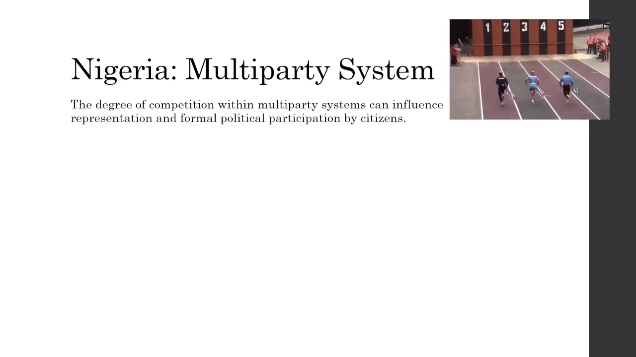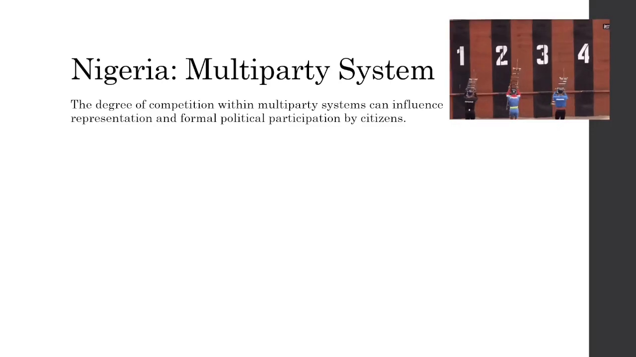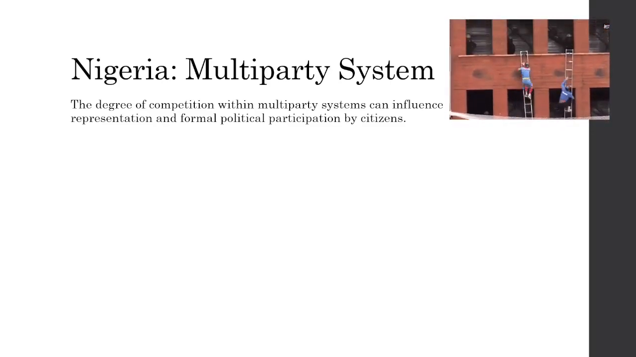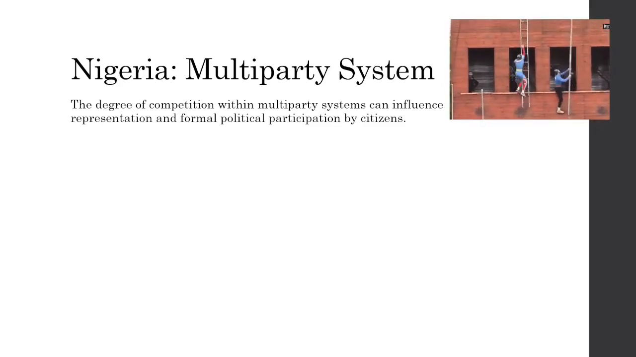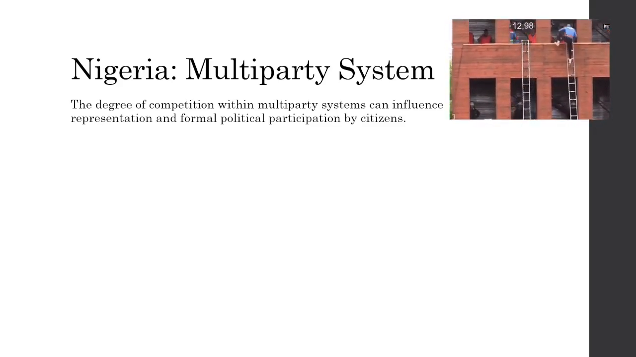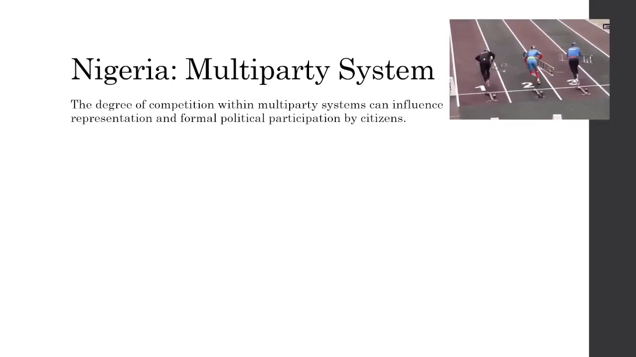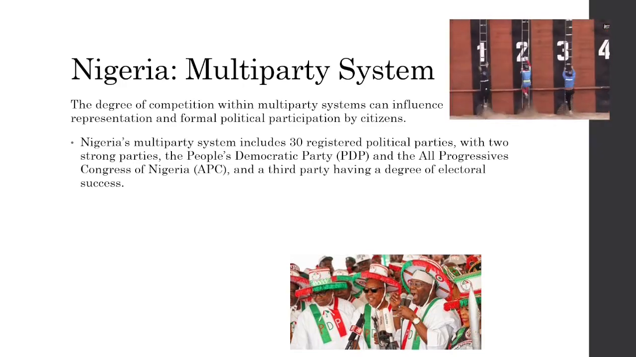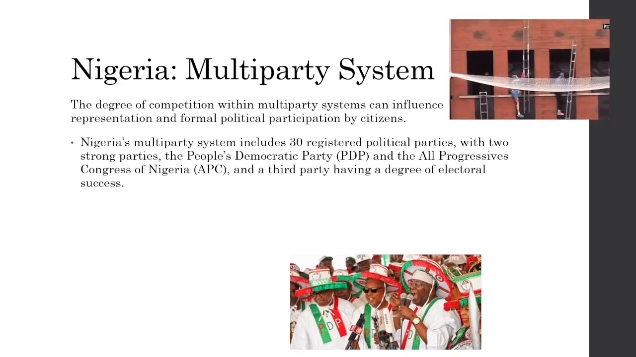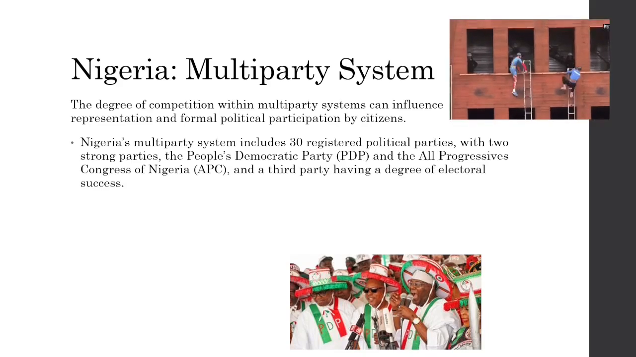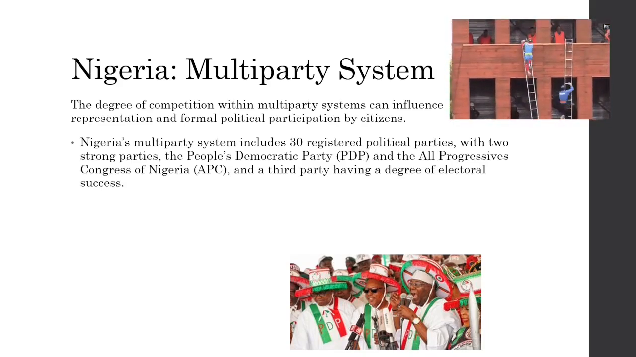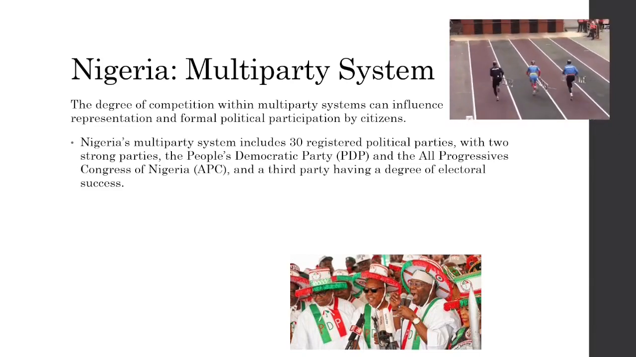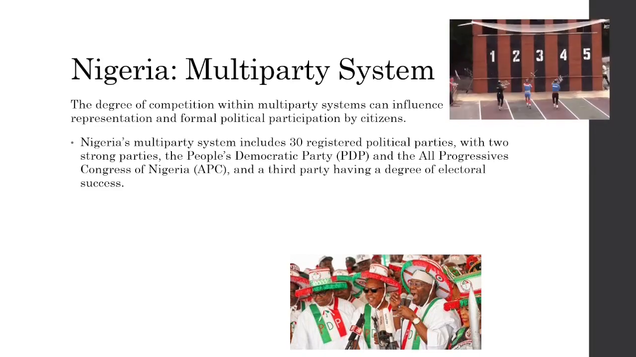Nigeria, we see a multi-party system, and this is very democratic. We want such competitive elections, and it can influence representation and formal political participation by citizens. Typically, we see multi-party systems increase political participation, like we saw in Mexico there. So Nigeria's multi-party system includes about 30 registered political parties. They have two dominating strong parties, which is the People's Democratic Party and the All Progressives Congress. And they have a third party having a degree of electoral success. Not as much as the other two, though.